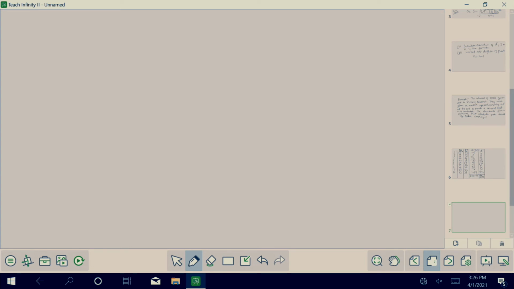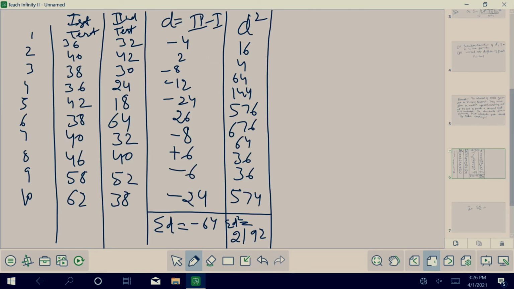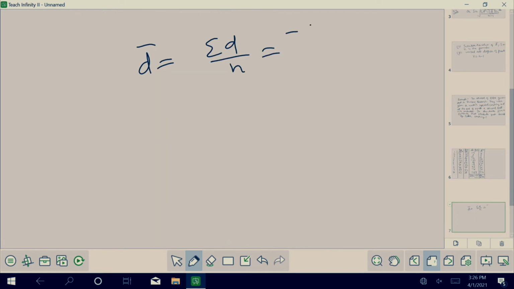So first of all we need to calculate the mean of difference, and for the mean of difference we need sigma D divided by n, and our sigma D is minus 64 and n is 10. So what is the value of the mean difference? Minus 6.4.